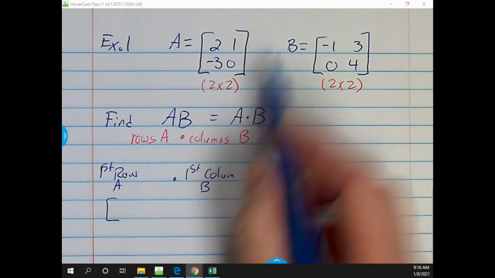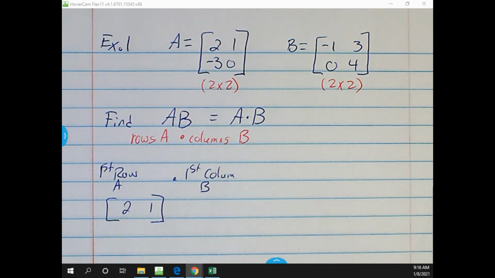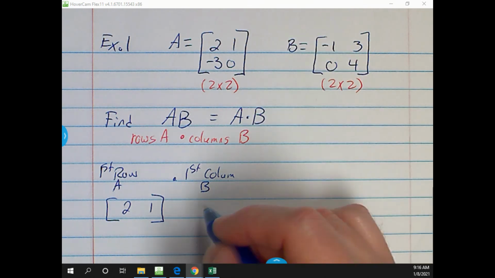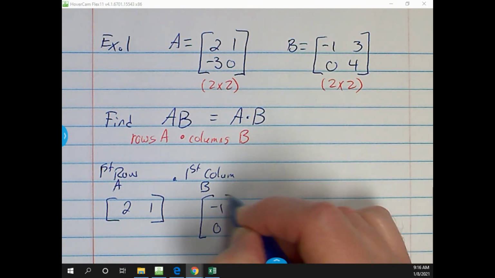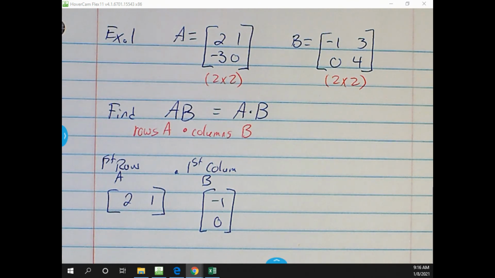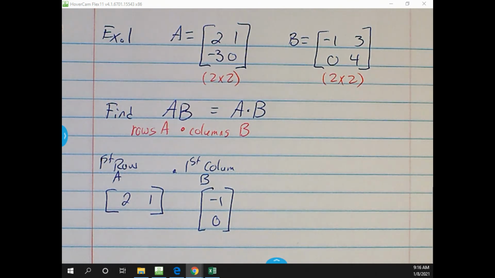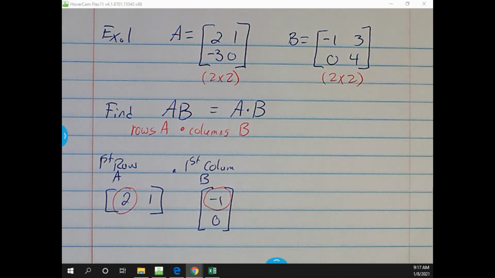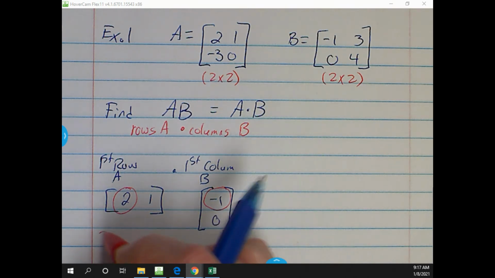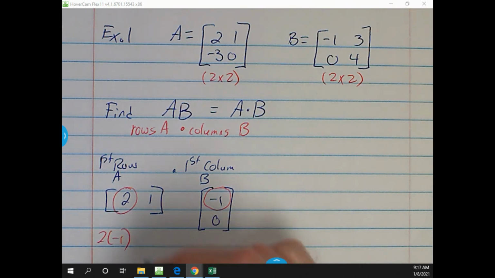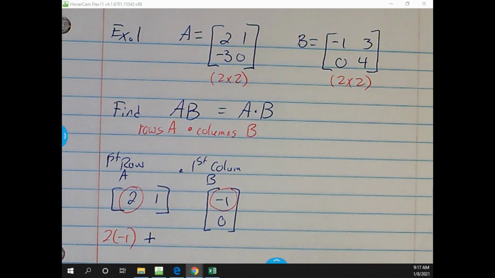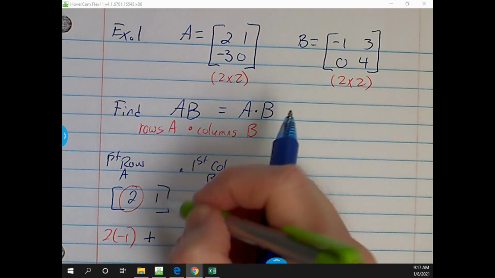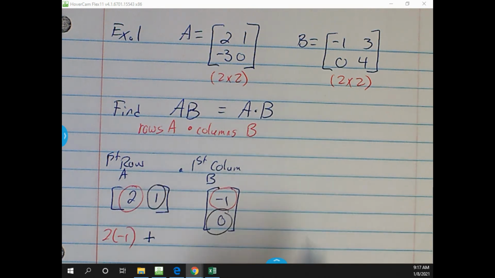So the first row of A is 2, 1. The first column of B is negative 1, 0. If you can get this, then everything else we're going to do is exactly the same thing. To multiply these together, here's all you have to do. You take the first number in the first row here and multiply it by the first number in the column here. So 2 times negative 1 is the first part. And then you add that to whatever you get when you multiply the second number here by the second number here.